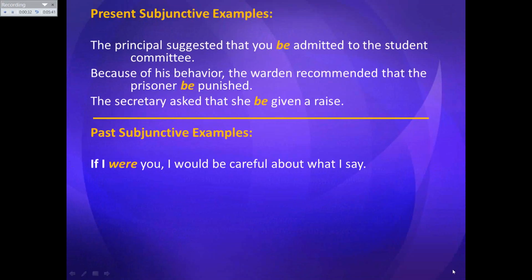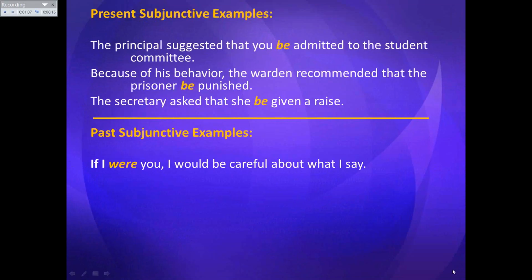And then the past subjunctive examples say, if I were you, I would be careful about what I say. You cannot say, if I was you. If I was you is absolutely wrong. It has to be, if I were you. Okay? Now, I know that we say, I was here, I was there, I was looking. We say I was all the time. And you might want to laugh about saying I were, but with this past subjunctive, you have to.